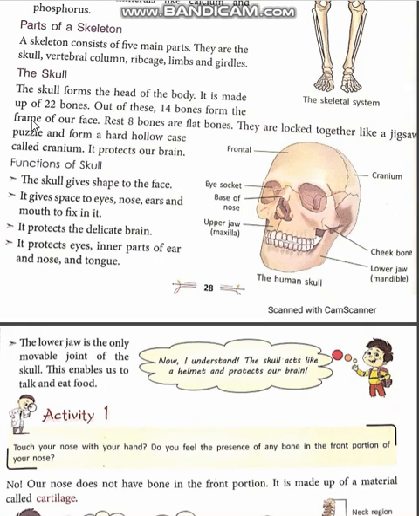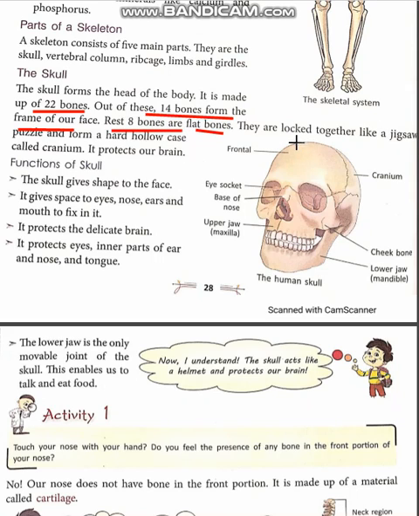It is made up of 22 bones. Please learn the number of bones present in the part of the skeleton system that we are going to learn. So this part is made up of 22 bones together. Out of these 22 bones, 14 bones form the frame of the face. 14 bones. How many left? 8. So these 8 bones are flat bones.